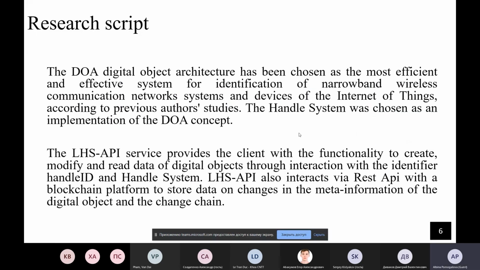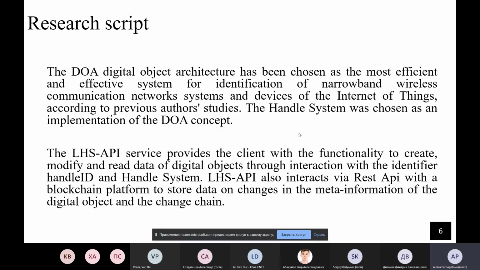So, okay, let's go next to the research script. As a part of the research, the authors evaluated the possibility of interaction between the blockchain network and the identification system of narrowband wireless communication devices and systems. The DOA digital object architecture has been chosen as the most efficient and effective system for identification of narrowband wireless devices. The handle system was chosen as an implementation of the DOA concept, as you can see. The key objective of the study is to assess the feasibility of validating all processes in the identification system using blockchain technology, in particular to log all changes in the descriptor.